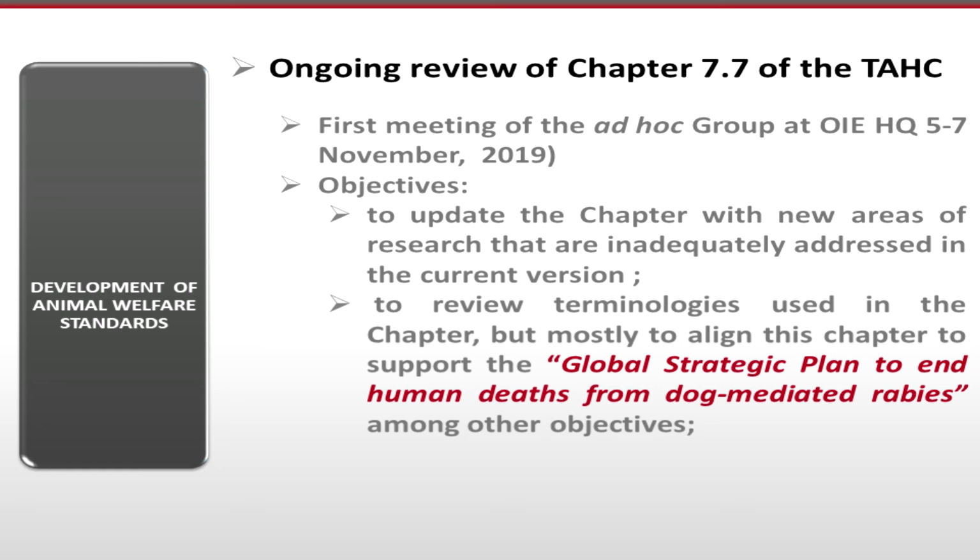In November this year, the ad hoc group will sit and review that chapter. The objective will be to update this chapter with the new areas of research that are inadequately addressed in the current version. Then they review the terminologies used in the chapter, but most importantly, they want to align this chapter to the global strategic plan to end human rabies from dog-mediated rabies.